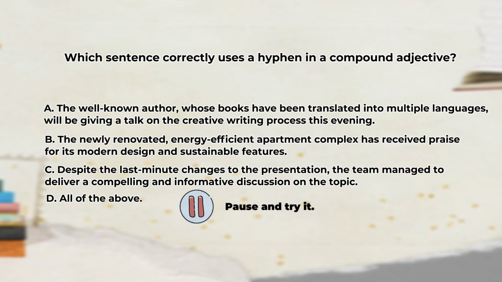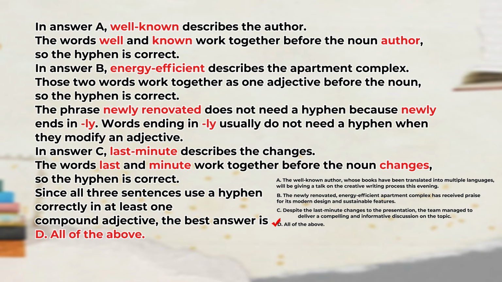The correct answer is D, all of the above. Let's look at each sentence. In answer A, well-known describes the author. The words well and known work together before the noun author, so the hyphen is correct. In answer B, energy-efficient describes the apartment complex. Those two words work together as one adjective before the noun, so the hyphen is correct.